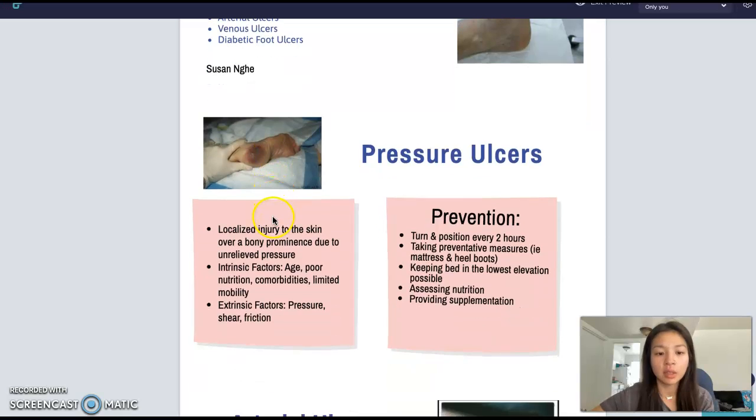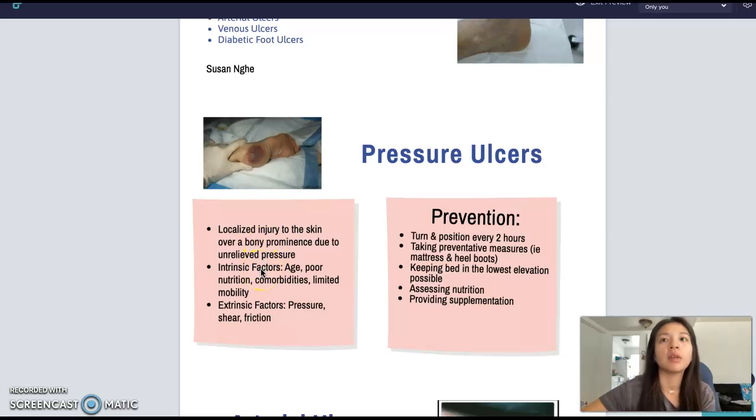Now, pressure ulcers are localized injuries to the skin over a bony prominence due to unrelieved pressure. There are a lot of factors that play into the development of a pressure ulcer. For example, intrinsic factors such as age, they are definitely more common in the geriatric population. Poor nutrition, comorbidities such as diabetes, hypertension, stuff like that can delay the healing process, and limited mobility. Extrinsic factors are ones that we as nurses can control, such as pressure, shear, and friction.